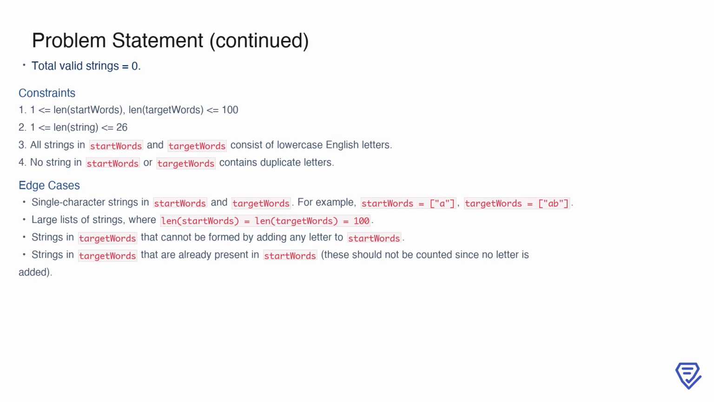The problem also imposes certain constraints. Both start words and target words can have up to 100 strings, and each string can be up to 26 characters long. All strings consist solely of lowercase English letters, and no string contains duplicate letters. When solving this problem, you should also consider edge cases, such as single-character strings in both arrays, scenarios where the arrays are at their maximum size, and cases where no transformations are possible. It's also important to handle strings in target words that are already present in start words since they do not involve adding a new letter and therefore should not be counted as valid.